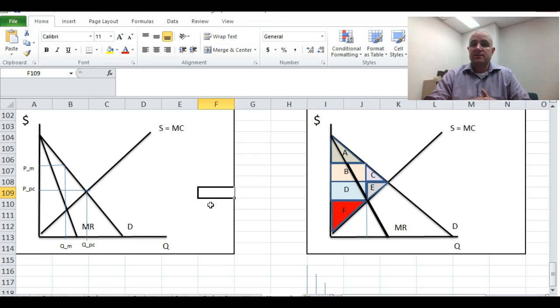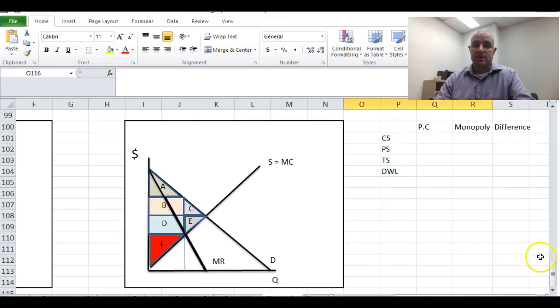So when we look at this, compared to perfect competition, if there's a monopoly, they sell less and they charge more. So how does that look from a welfare standpoint? We talked about surplus, we talked about consumer surplus, producer surplus, and total surplus. So here we have a graph that shows lots. We have areas A, B, C, D, E, and F.